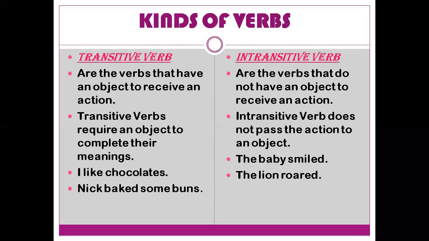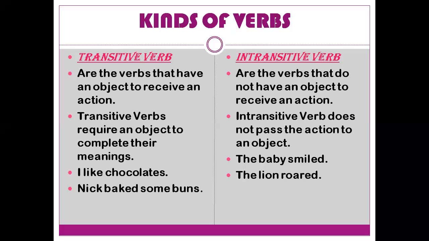Let's see an example: I like chocolate. Here the action word like passes to chocolate, and chocolate is the object. So hence it's a transitive verb. In the same way, in the second example, Nick baked some buns.